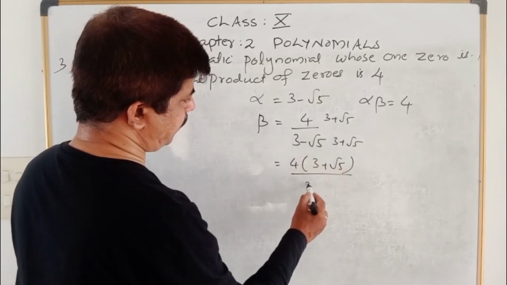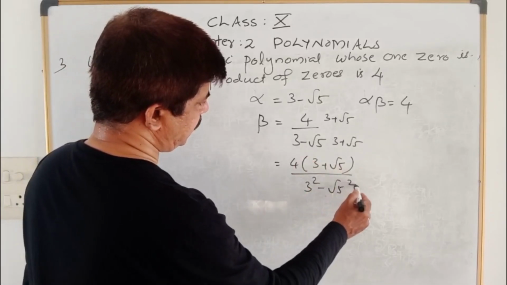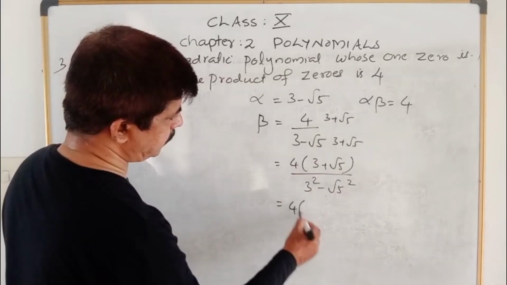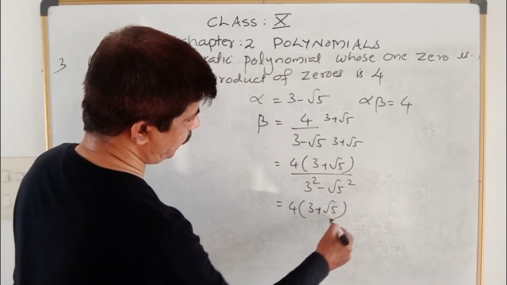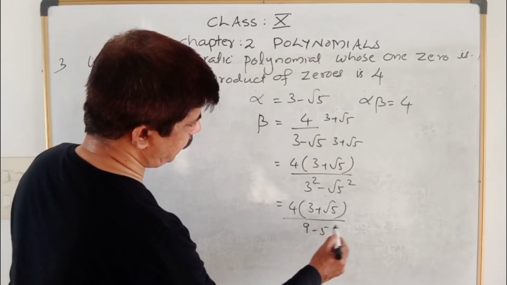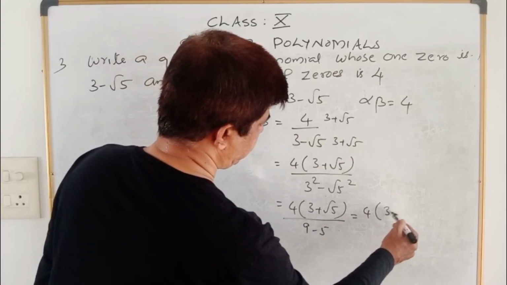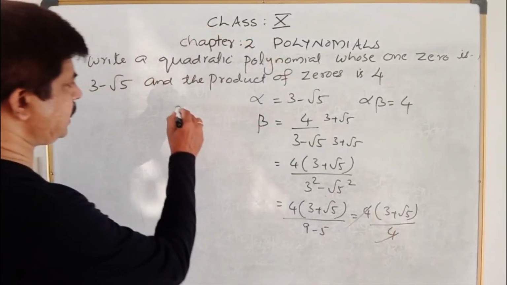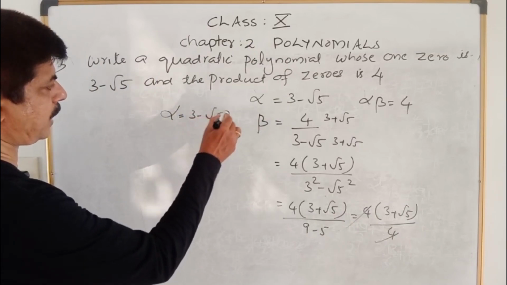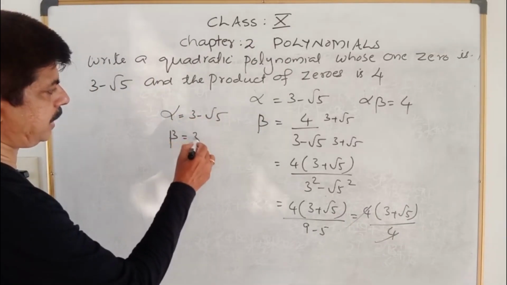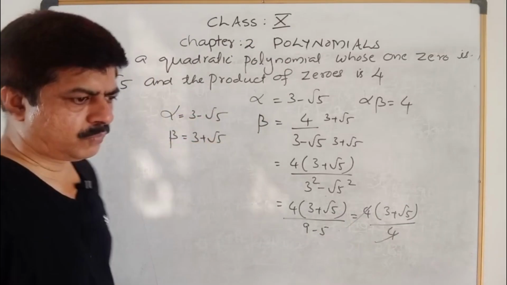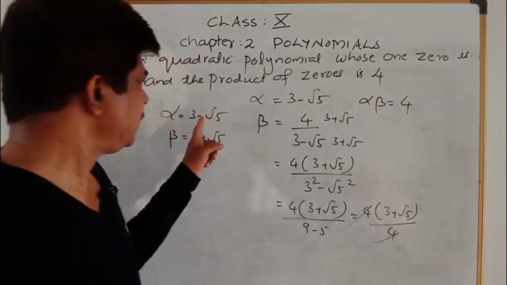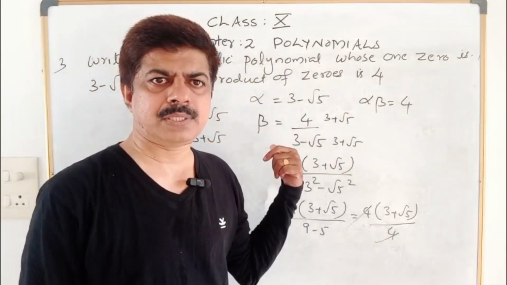So a minus b, a plus b, a square minus b square. So 4 into 3 plus root 5 over 9 minus 5. That is 4 into 3 plus root 5 divided by 4. 4 is cut. So one zero is 3 minus root 5. The other zero we got, what? 3 plus root 5. So we can generalize this. If one zero is 3 minus root 5, then the other zero is 3 plus root 5.